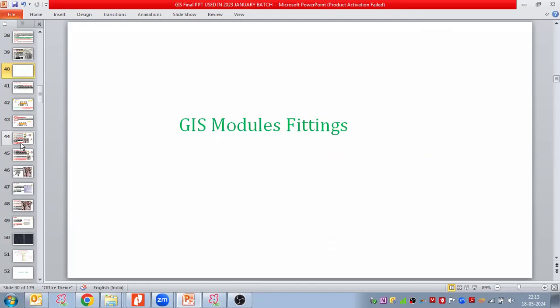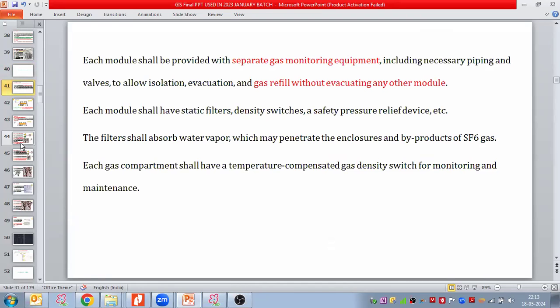Right. So let us move on to the GIS module fittings, that is, what fittings the manufacturer provides with each module. Each module or each partition shall be provided with separate gas monitoring equipment, including necessary piping and valves to allow isolation, evacuation, and gas refill without evacuating any other module.